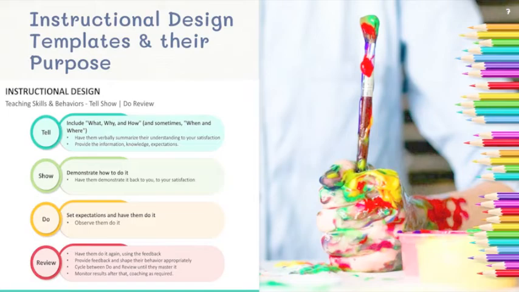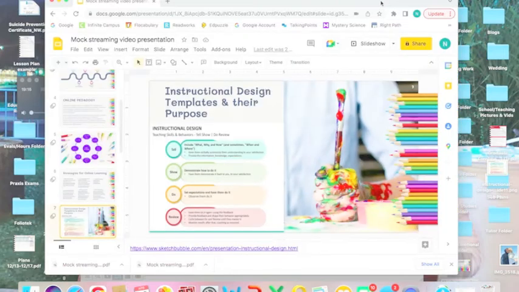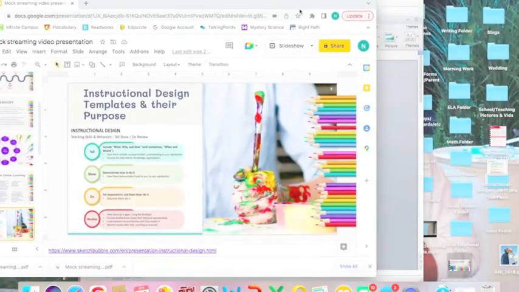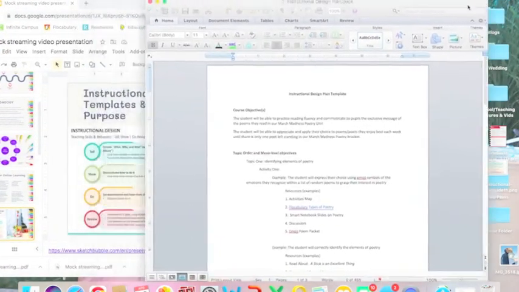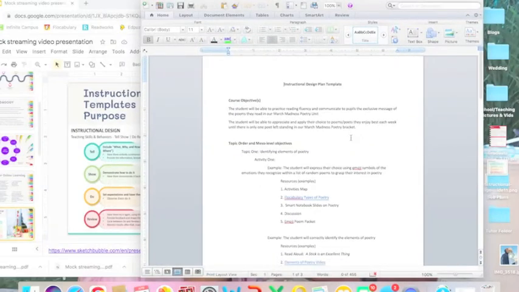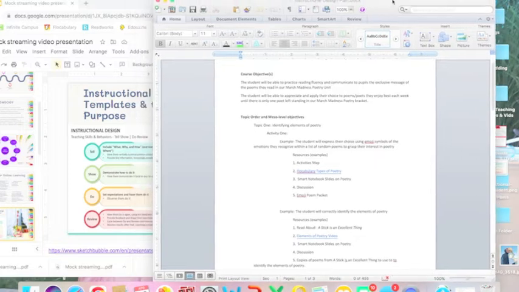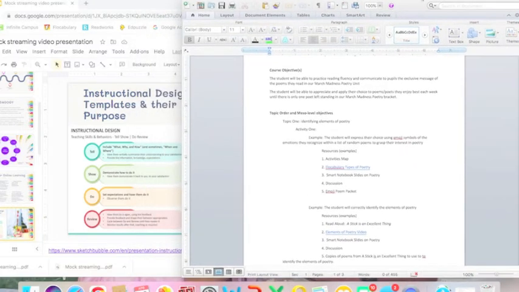So bouncing over now on my screen to my instructional design template, my objectives here were the students were to be able to read fluently and communicate to pupils the exclusive message of the poems they have read in our March Madness poetry unit. This was a really exciting unit for us, the students. We had just wrapped it up, a little bit into April it fell into.